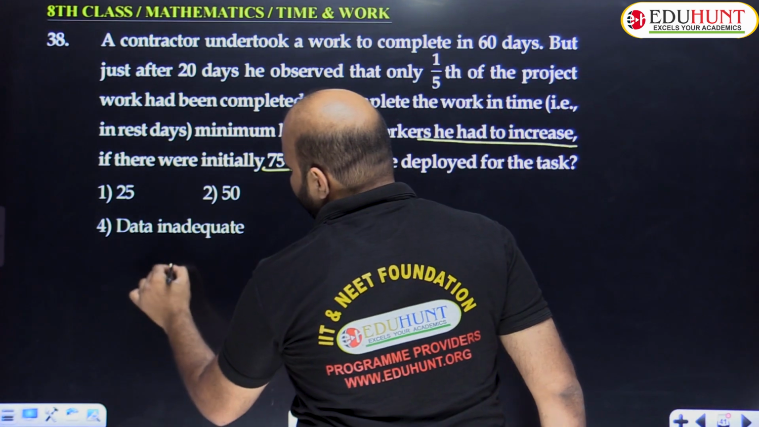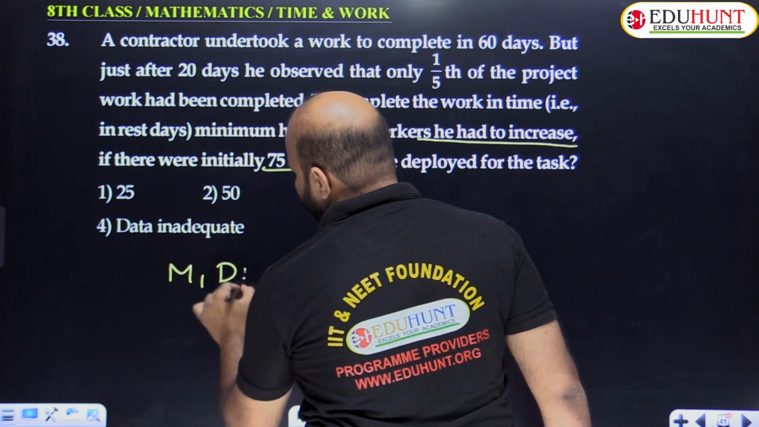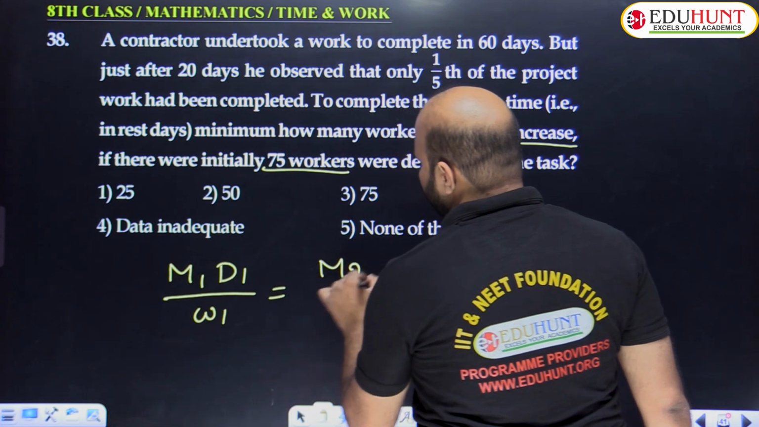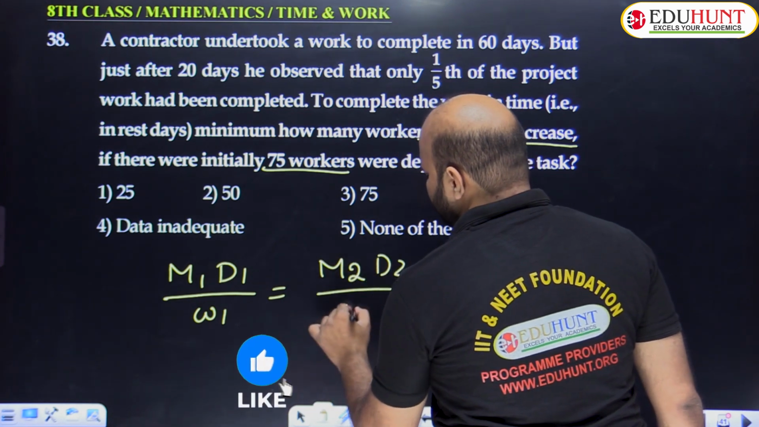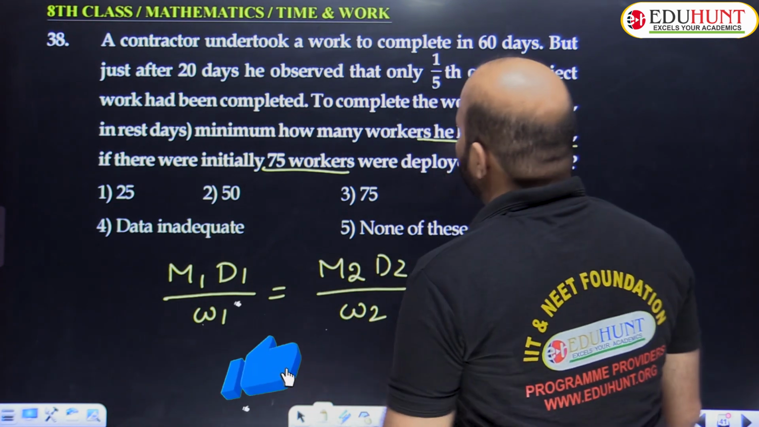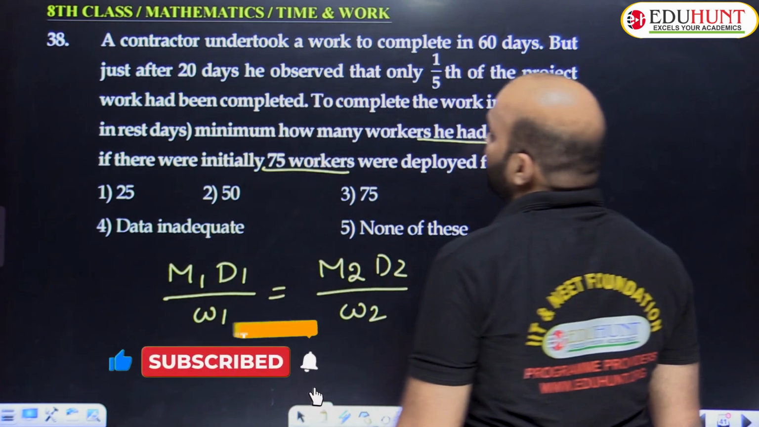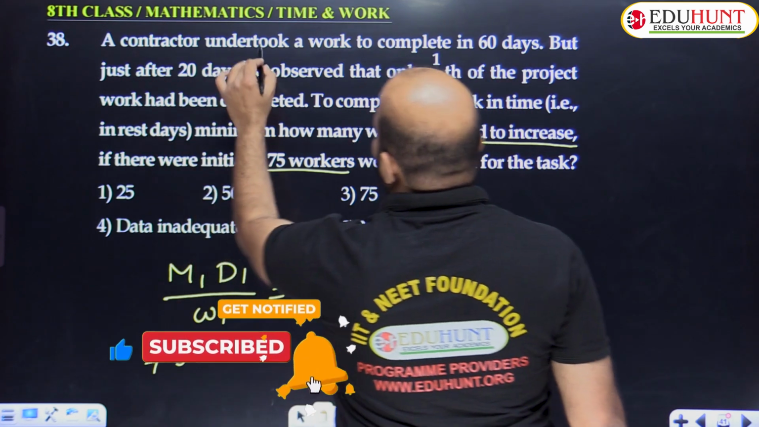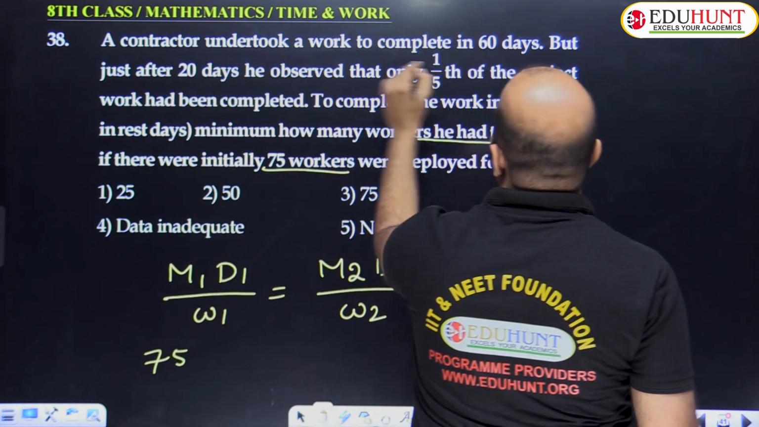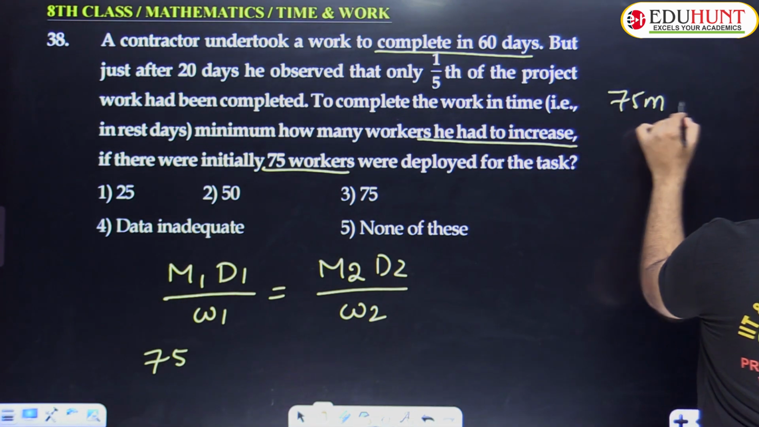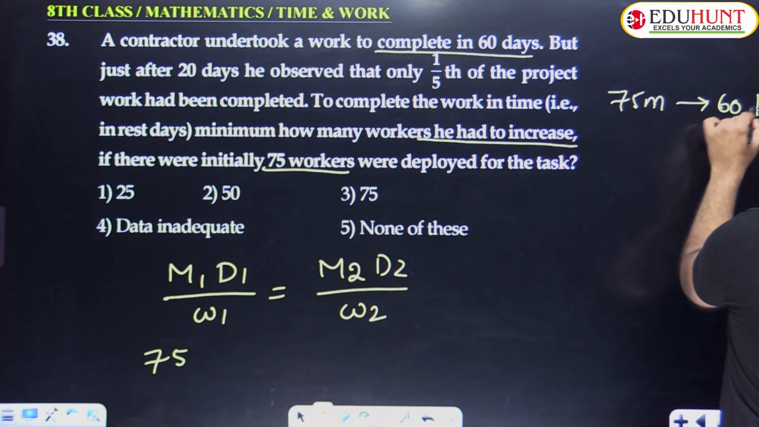If this type of question is given, where work is different, what is the formula already? Work is not equal. The formula is M1 D1 by W1 equals M2 D2 by W2. Am I clear? So initially how many members given? 75. So the M1 value is 75. A contractor undertook the work, total work to be completed in 60 days. So 75 men initially, 75 men complete the work in 60 days. That is the given condition.